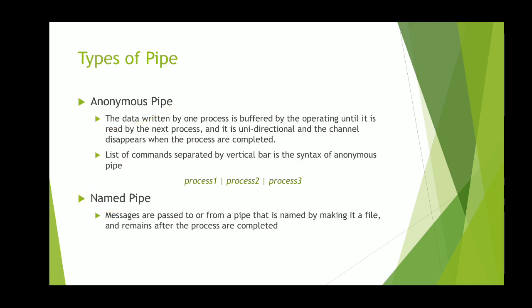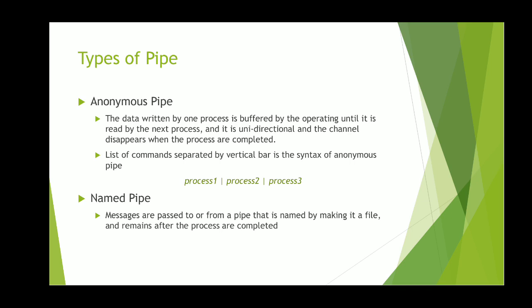In the case of anonymous pipe, data written by one process is buffered by the operating system until it is read by the next process, and it is unidirectional and the channel disappears when the processes are completed. The syntax for this anonymous pipe is like this: process 1 separated by a vertical bar, then process 2 separated by a vertical bar, then process 3, like that. And these symbols are called pipe. So process 1 output will be redirected to process 2, process 2 output will be redirected to process 3, and process 3 output will be displayed on the terminal.